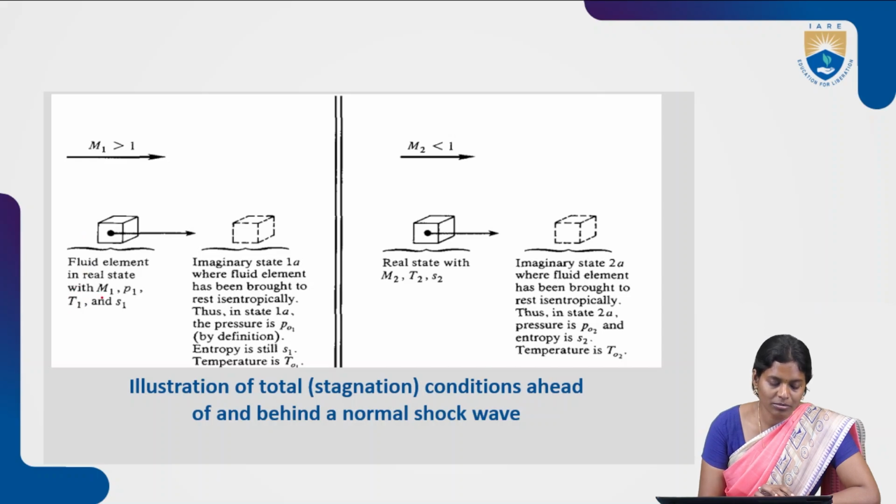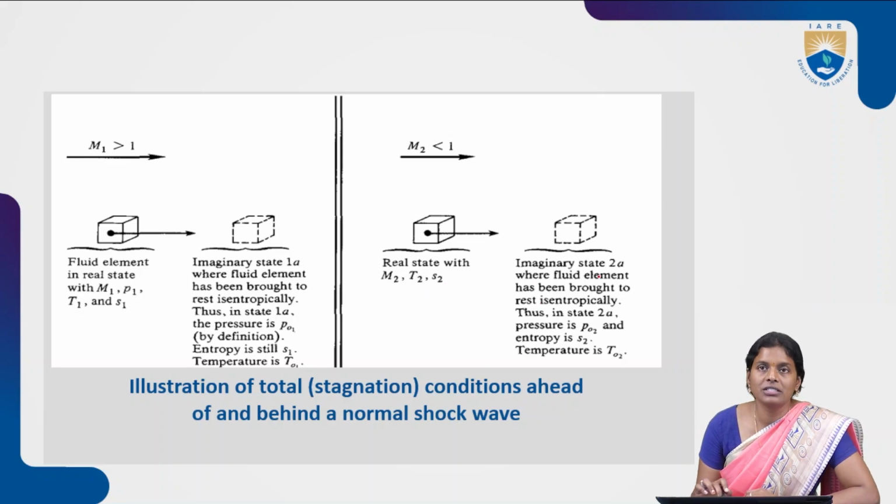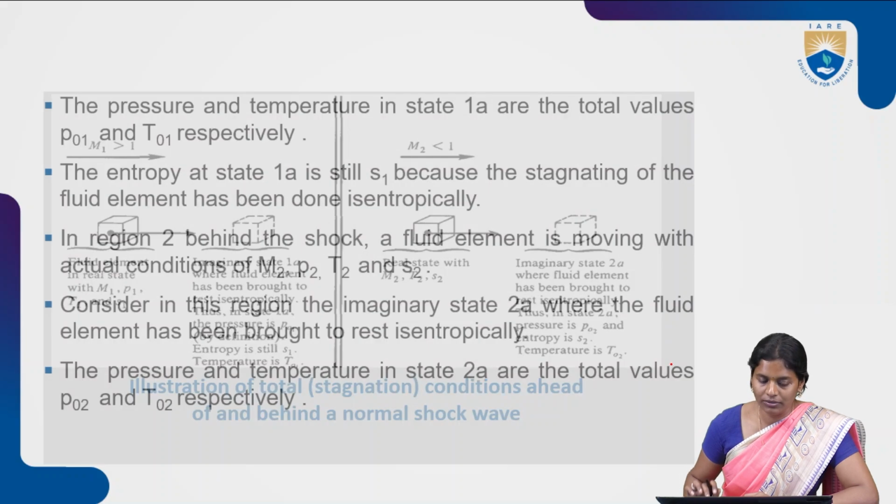In that real state, we will have the Mach number, pressure, temperature and entropy. In the imaginary state, the fluid element has been brought to rest isentropically. That's what will be happening. When it is brought to rest, we will have T0, the entropy still S1, but the temperature will be the T0 condition. So in the real state, we will have M2, T2, S2. And in the imaginary state, again we bring it to rest isentropically, then we will have T02, whereas the entropy will be the same as S2.